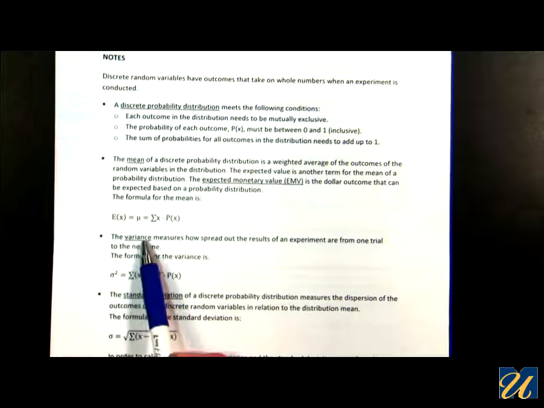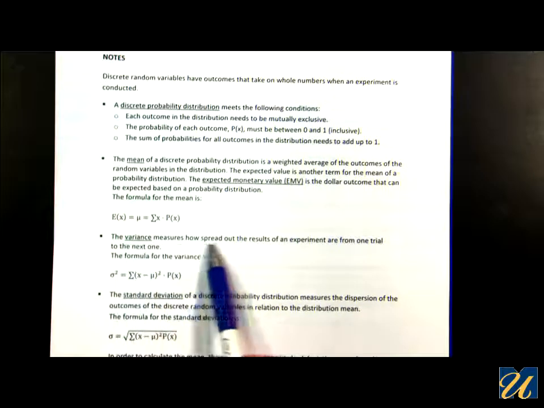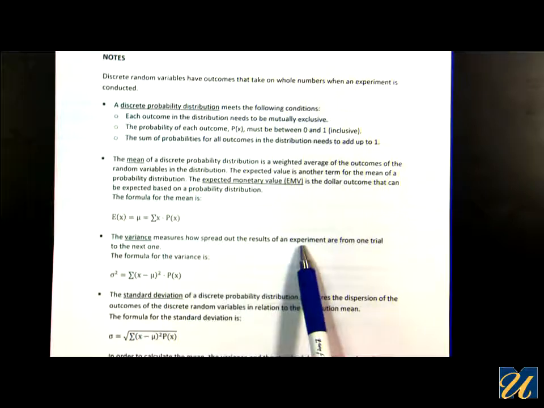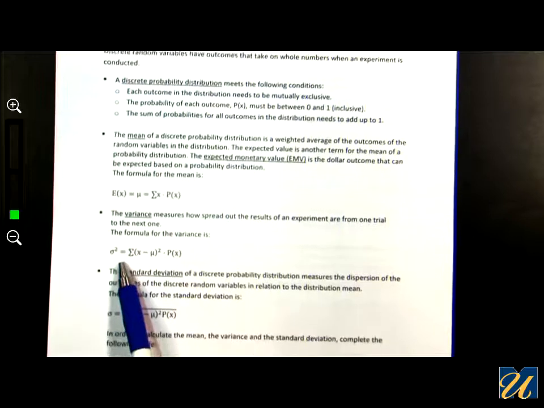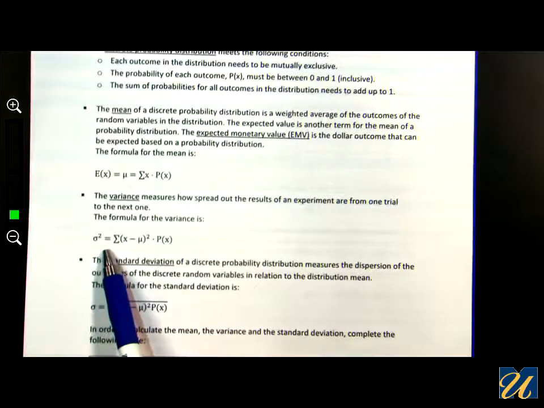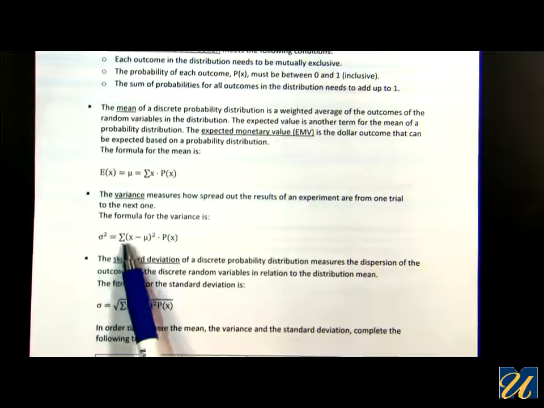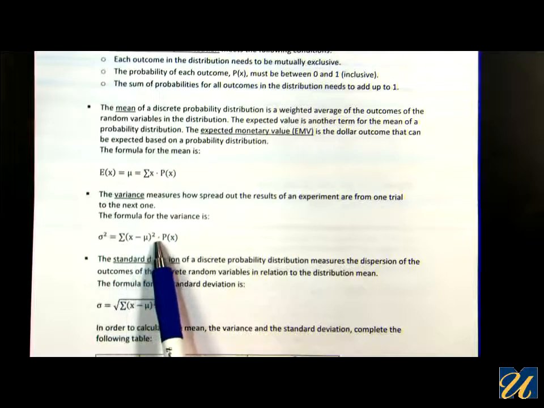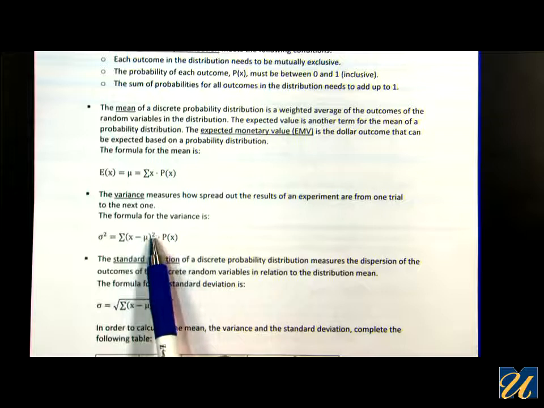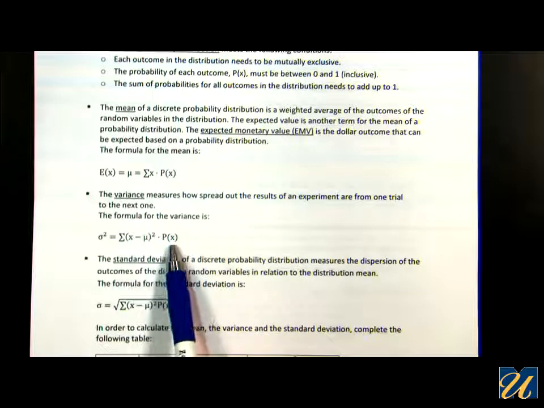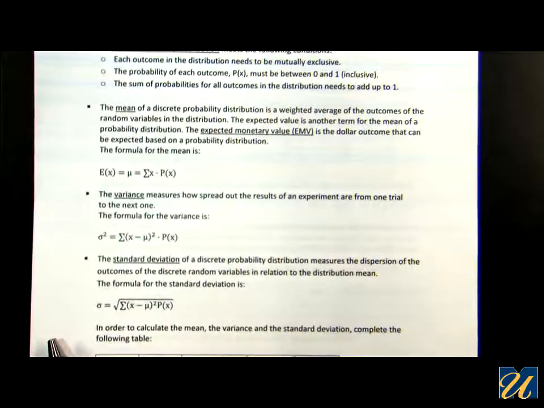Now, we calculate the variance. The variance measures how spread out the results of an experiment are from one trial to the next. The formula for the variance is the sum of (x minus mu) squared times p of x. That means that for each outcome, you will take the deviation of the outcome from the average, square it, and then multiply it with the corresponding probability. And at the end, you add them all to find the variance.